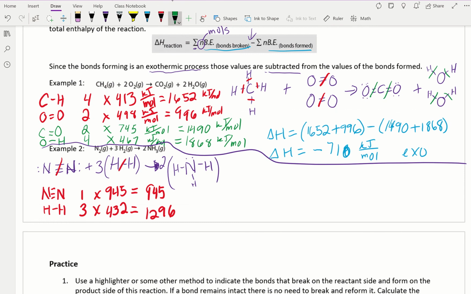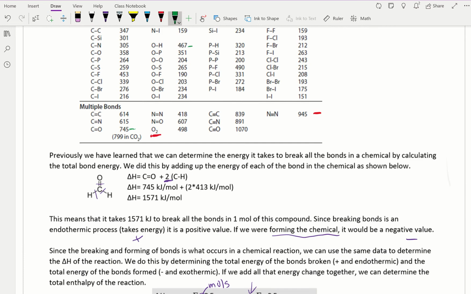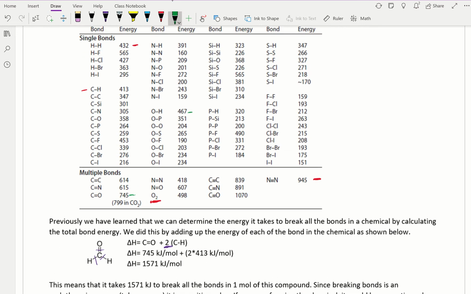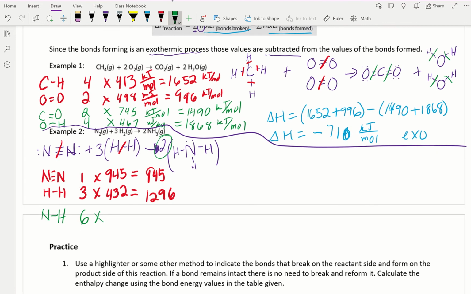Now I've got my bonds formed. So I have nitrogen-hydrogen bonds that are formed. I have 3 within my molecule, but I need to times that by 2 of those molecules. So I actually have 6 of those bonds. 6 nitrogen-hydrogen bonds. So I'm going to scroll up. My nitrogen-hydrogen bond is 391. So 6 times 391, we get 2,346.